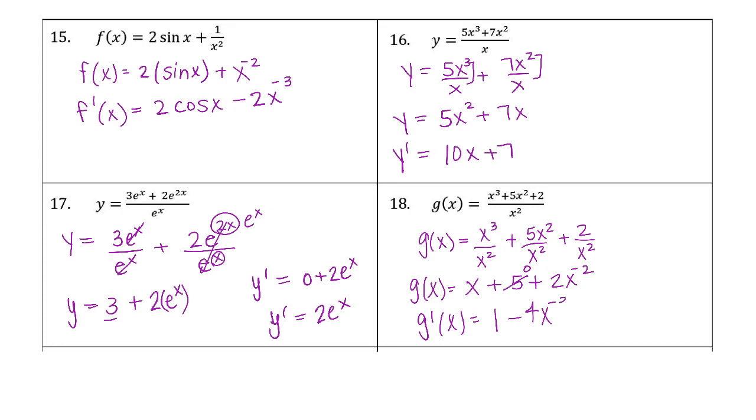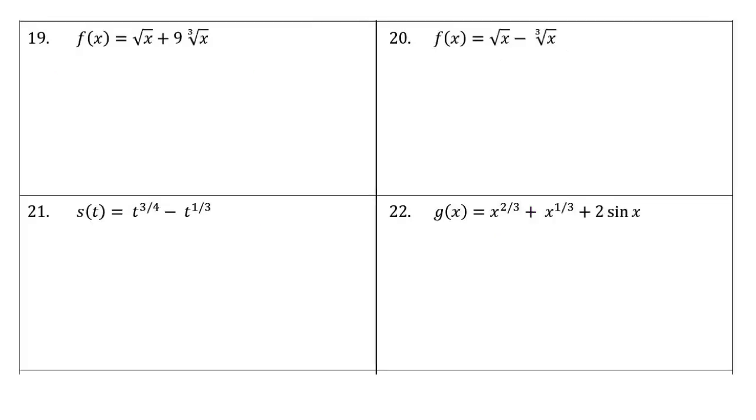Okay, so more rewriting. So we have f of x equals x to the 1/2 plus 9x to the 1/3. And so f prime at x equals 1/2 x to the negative 1/2 plus, and that's going to give us 3x to the negative 2/3.